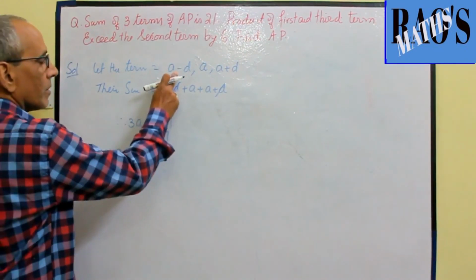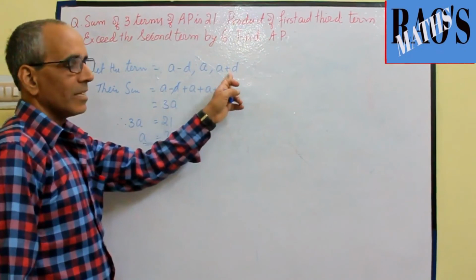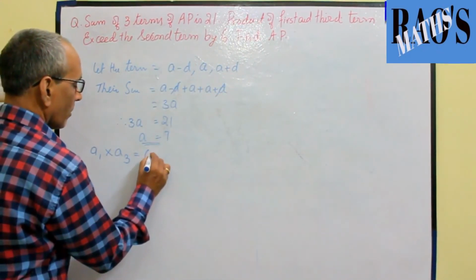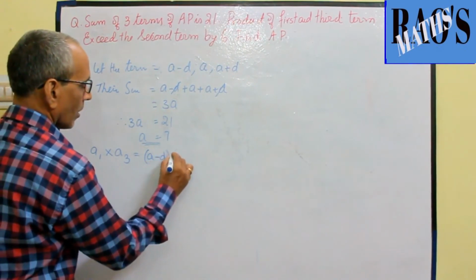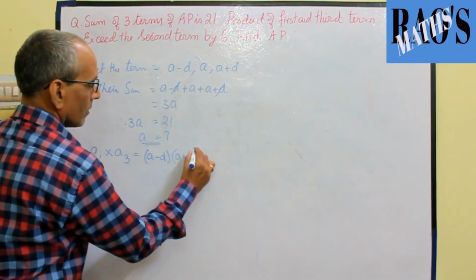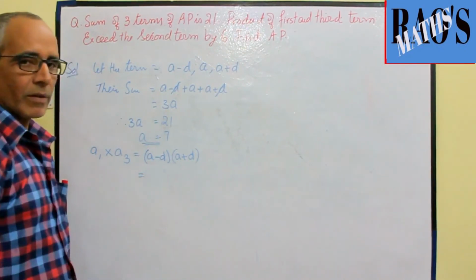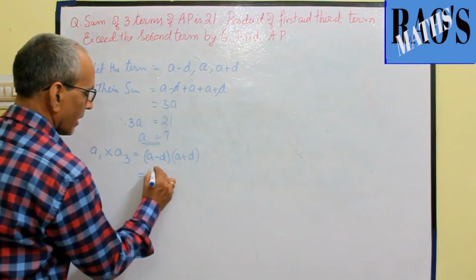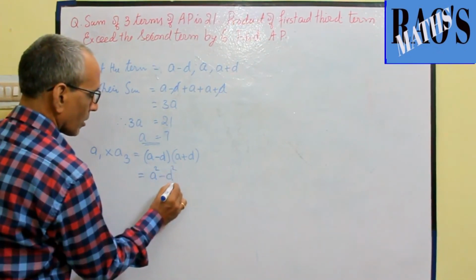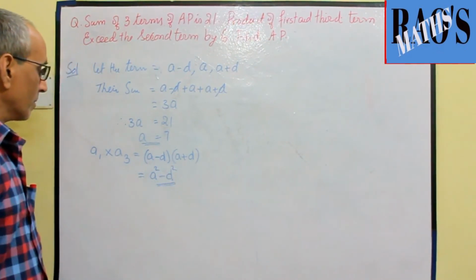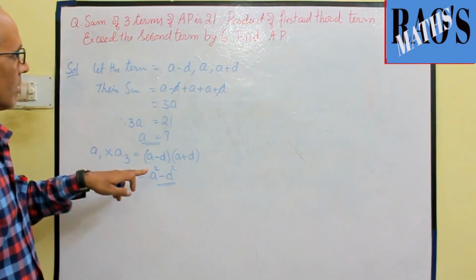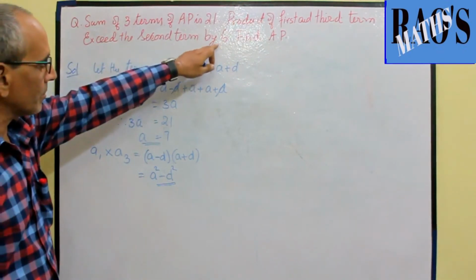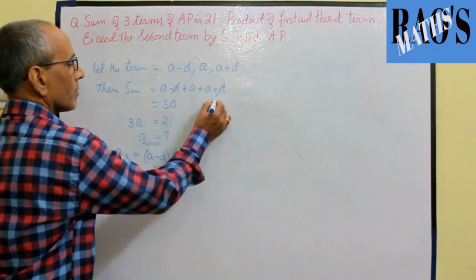What is term 1? a minus d. Term 3 is a plus d. The product of these two: a minus d times a plus d, which is in the form of (a plus b)(a minus b). So we can write the product as a squared minus d squared, which is the product of the first and third. But by the question, this is 6 more than the second term.